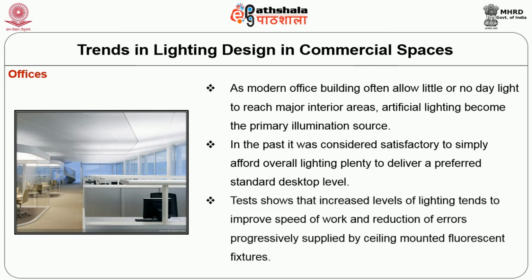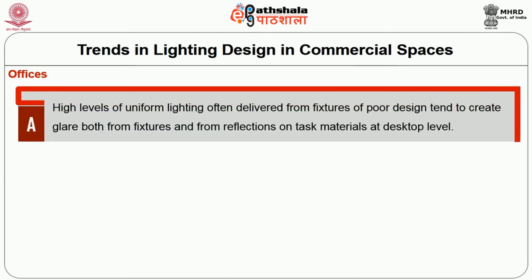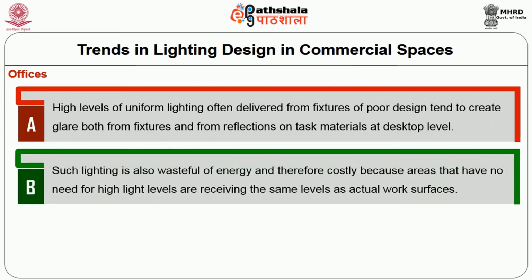Tests show that increased levels of lighting tend to improve speed of work and reduction of errors, progressively supplied by ceiling mounted fluorescent fixtures. High levels of uniform lighting, often delivered from fixtures of poor design, tend to create glare both from fixtures and from reflections on task materials at desktop level. Such lighting is also wasteful of energy and therefore costly because areas that have no need for high light levels are receiving the same levels as actual work surfaces.